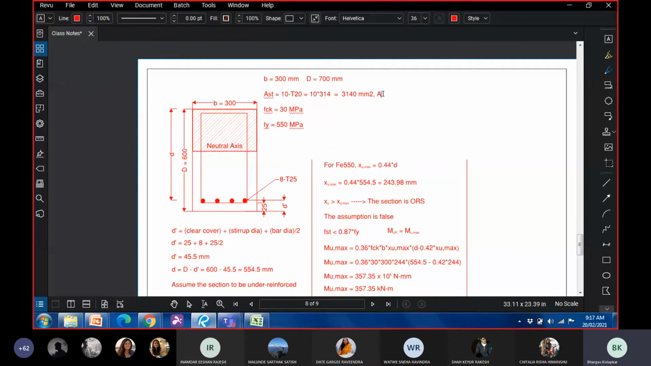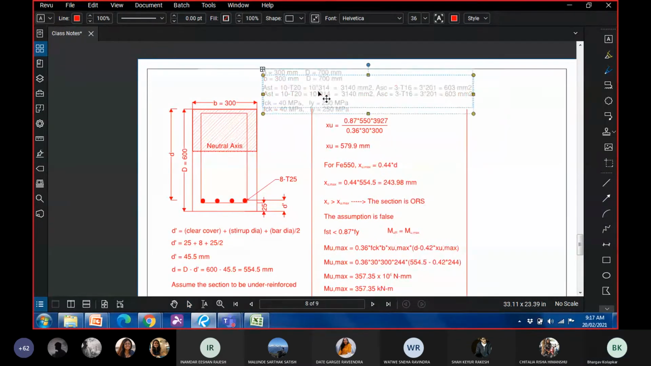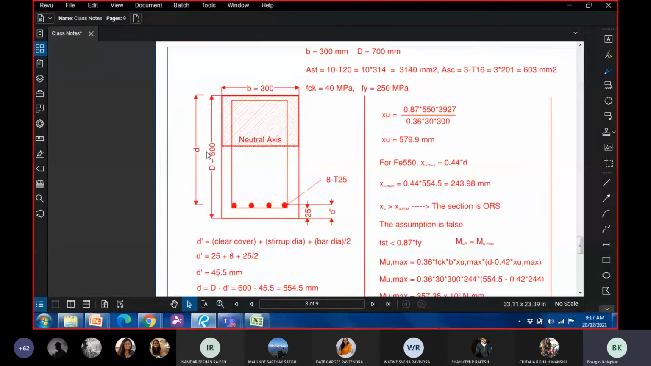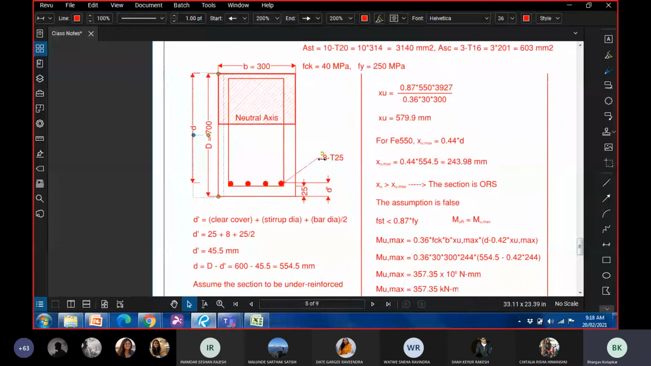Then we've also been given that there is reinforcement in the compression zone as well, which involves 3 bars of 16 mm diameter. So 3 times the area of 16 mm diameter bar, which is approximately 201, is equal to 603 mm square. Then further, we have been given that FCK is 40 megapascals, and FY is 250 megapascals. So this is the given data, just a small sketch which is in line with our data. So here we have 10 bars of 20 mm diameter.